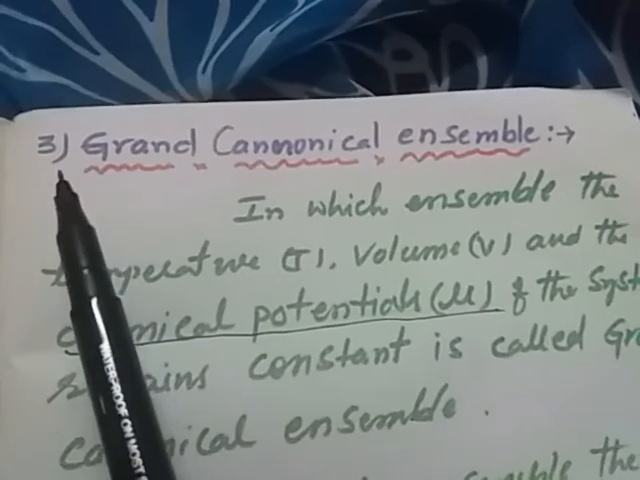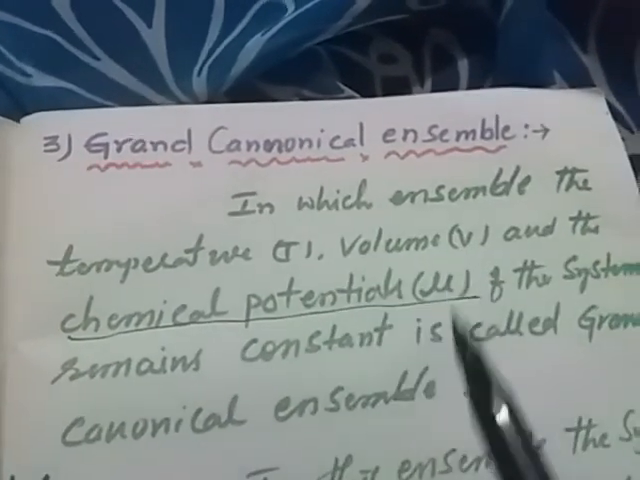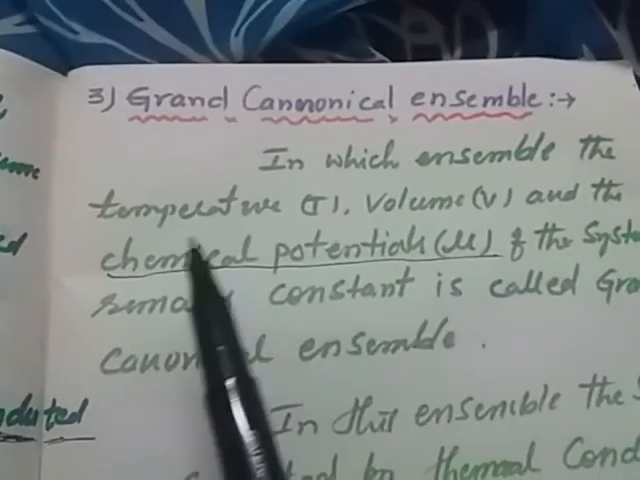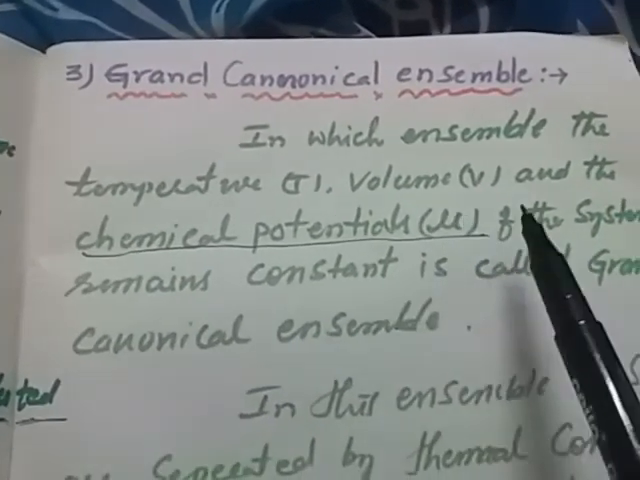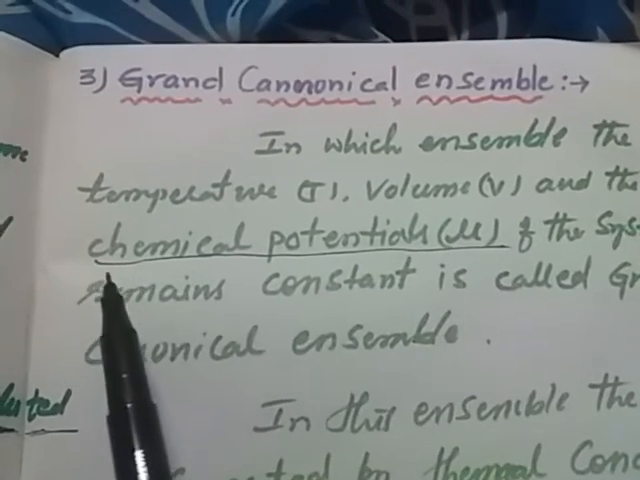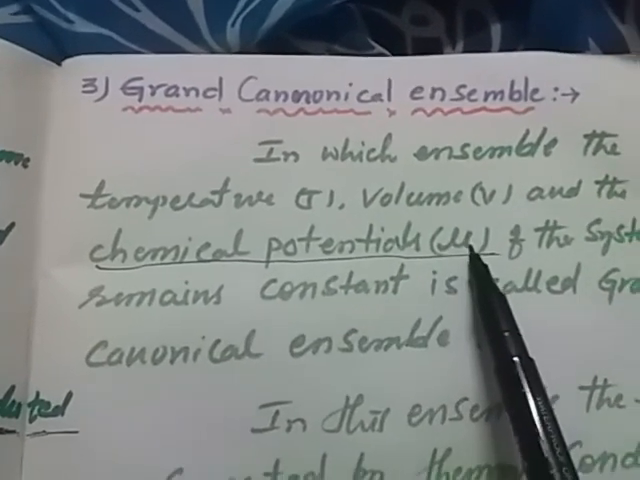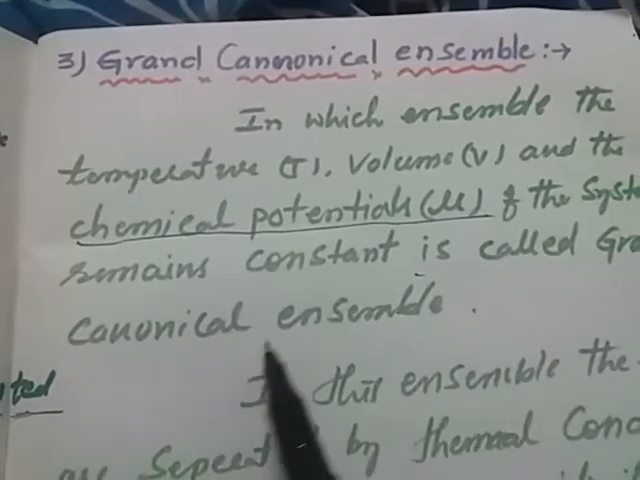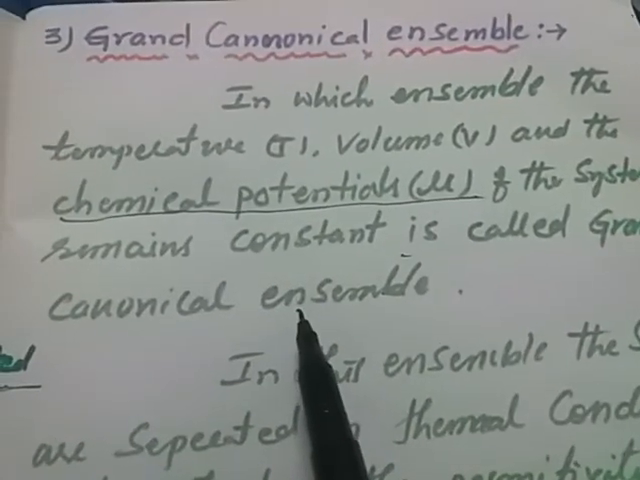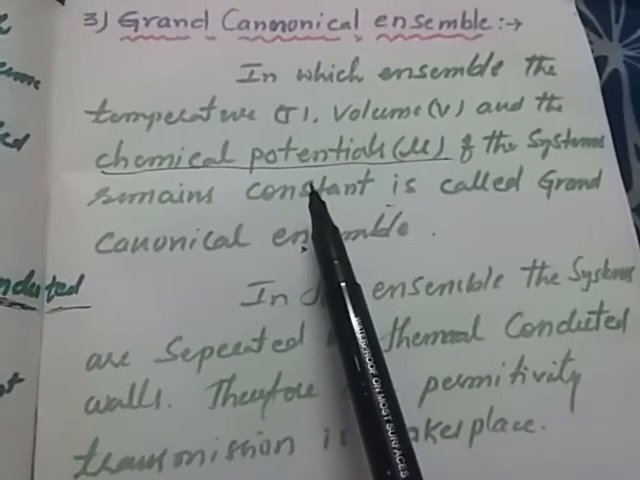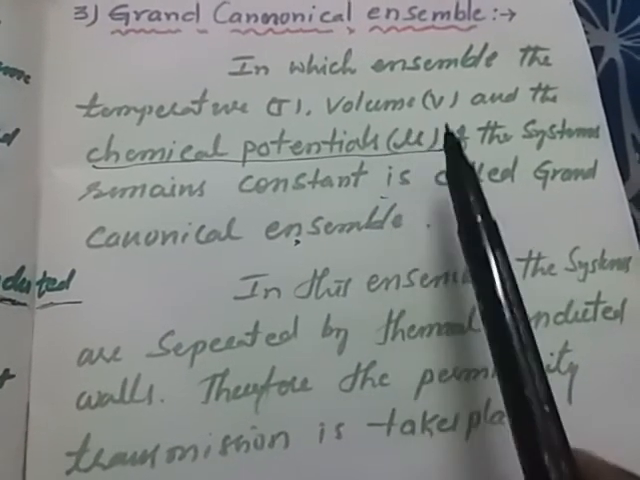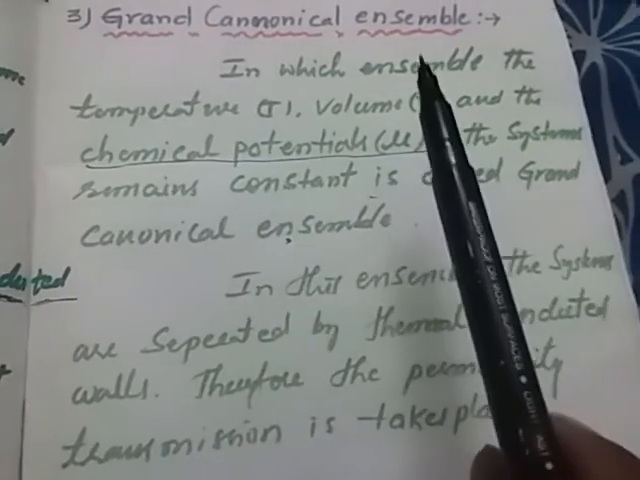Then afterwards, we take the third ensemble, called the grand canonical ensemble. What is the grand canonical ensemble? In this ensemble, the temperature T, the volume V, and, instead of the number of particles, the chemical potential mu of the system remain constant. When we compare the canonical and grand canonical ensembles, what is the difference? Only that instead of the number of particles we take the chemical potential. T and V remain constant.